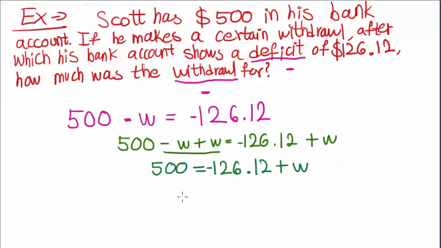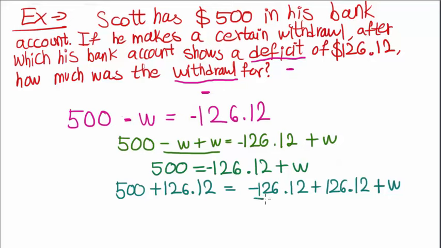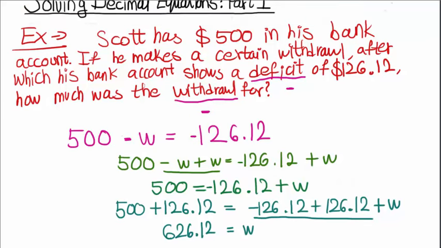Next, I need to get rid of this negative 126.12 term over here. And in order to do that, I need to perform the appropriate inverse operation of adding both sides of this equation by the number 126.12. When I simplify the right-hand side of this equation over here, these two terms cancel each other out to leave me with the variable W. And when I add these two terms over here on the left-hand side of this equation, I'll be left with 626.12. So this tells me that Scott made a withdrawal of $626.12 from his account.